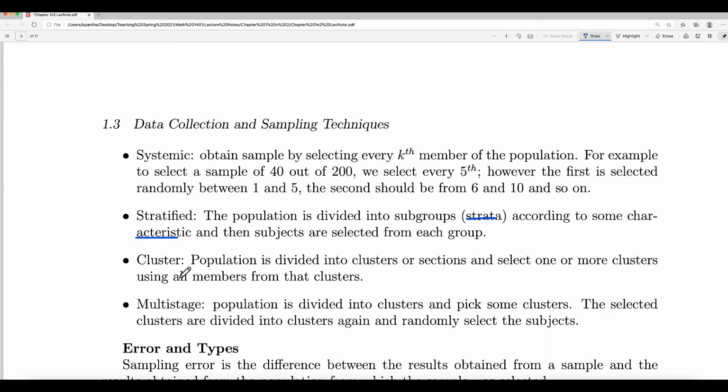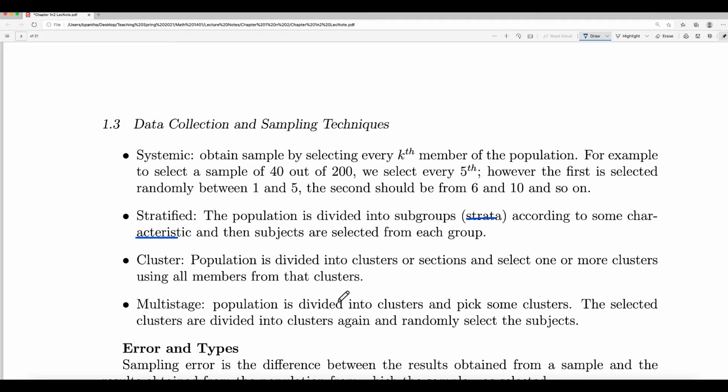All right, next is cluster sampling. The population is divided into clusters or sections, and you select 1 or more clusters, using all members from that cluster. You divide the population into several groups, each of which must have all types of the population, and select everybody from that cluster. That is called cluster sampling.